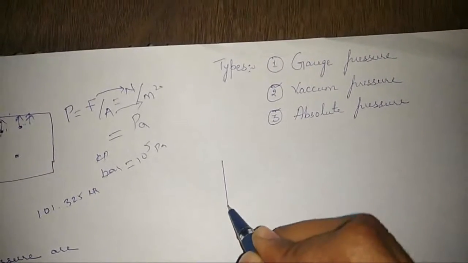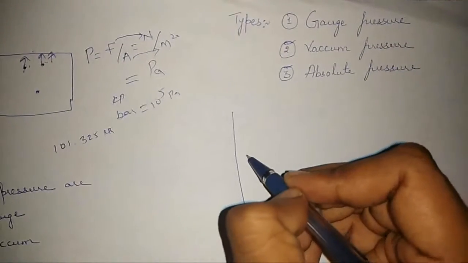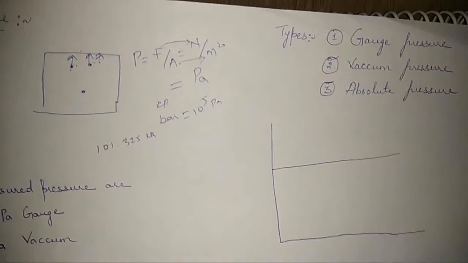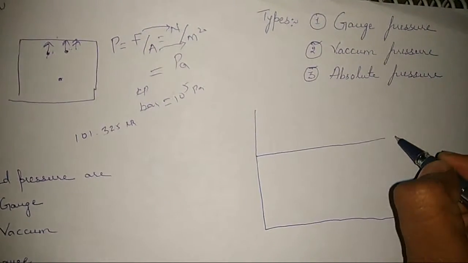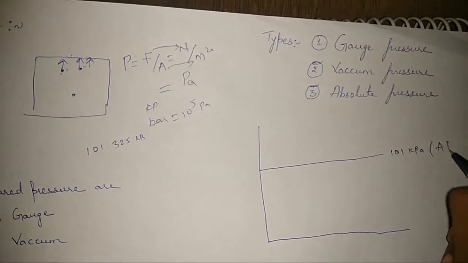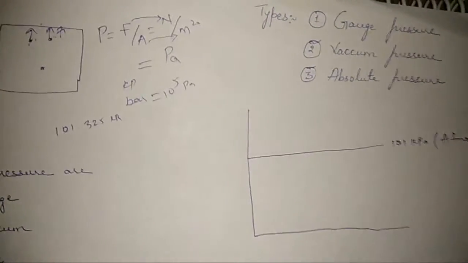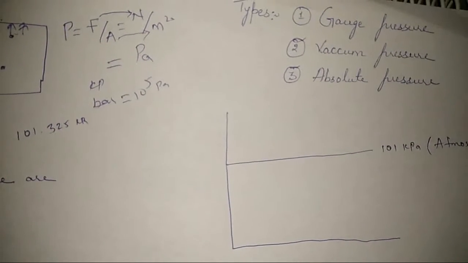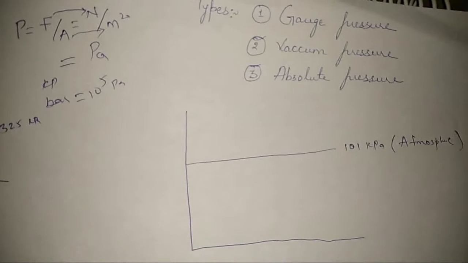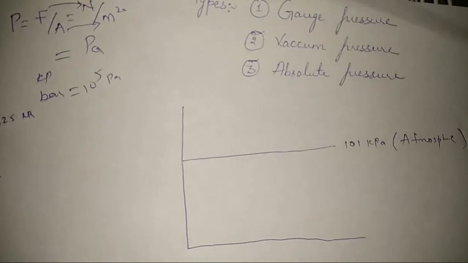I am drawing a reference line here which will explain gauge pressure, vacuum, and absolute pressure. First, let's take this as 101 kilopascals as a reference line, and this is atmospheric pressure. This is the reference line from which we are going to measure all these types of pressure. Taking this as the reference line, we will understand the first two types of pressures, that is gauge and vacuum pressure.